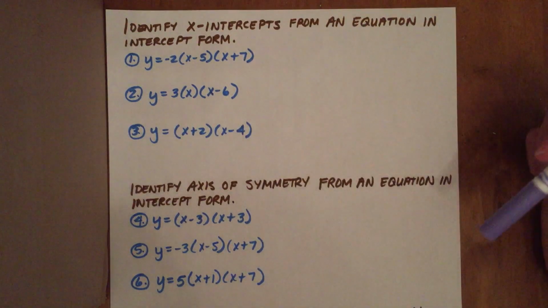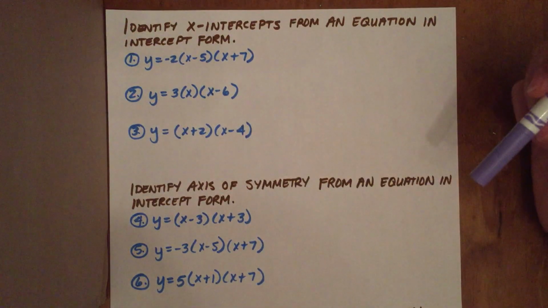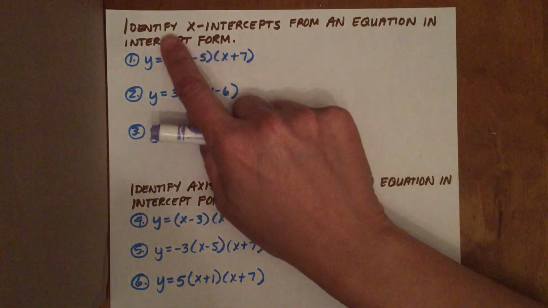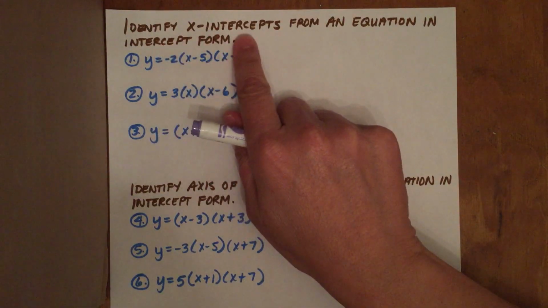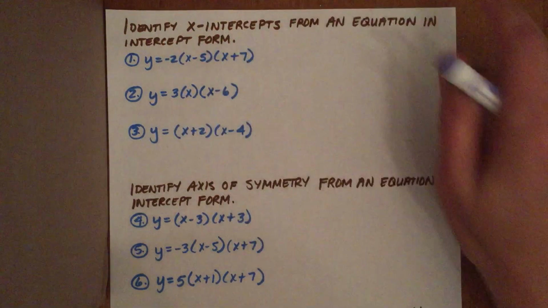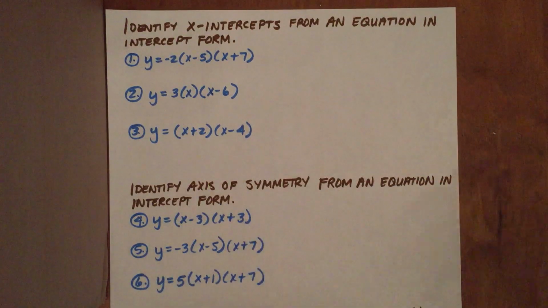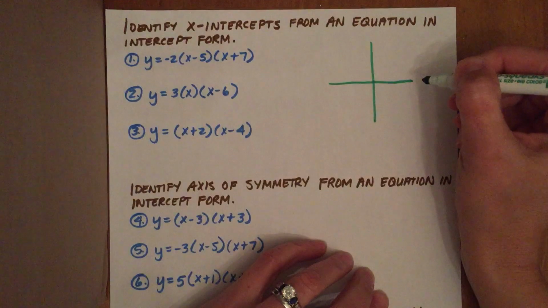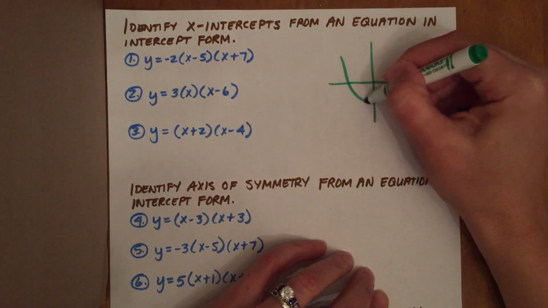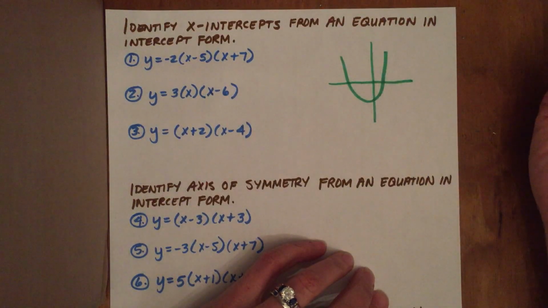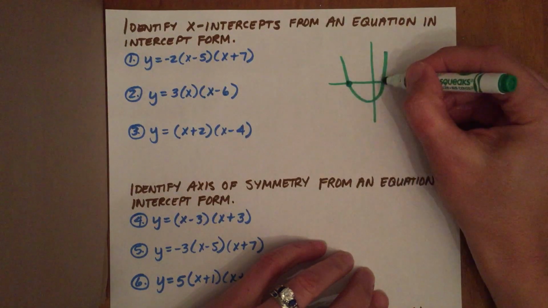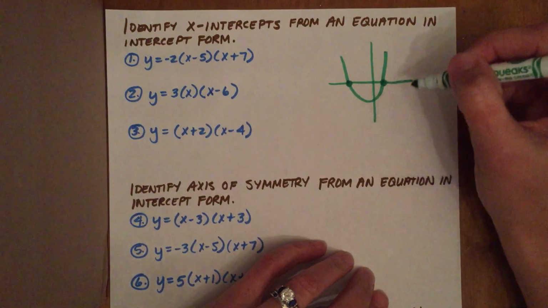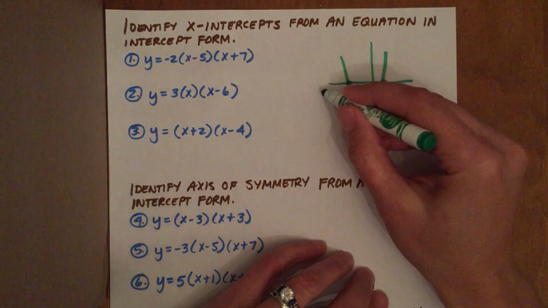The first section, this video is going to be in pieces. This is part one, and this is using intercept form. So the first thing we're going to look at is how to identify the x-intercepts from an equation in intercept form. Now, when we have a quadratic function, our parabola can look one of 3 or 4 ways. For example, this parabola has 2 roots because it intersects the x-axis twice. So it's got 2 x-intercepts.